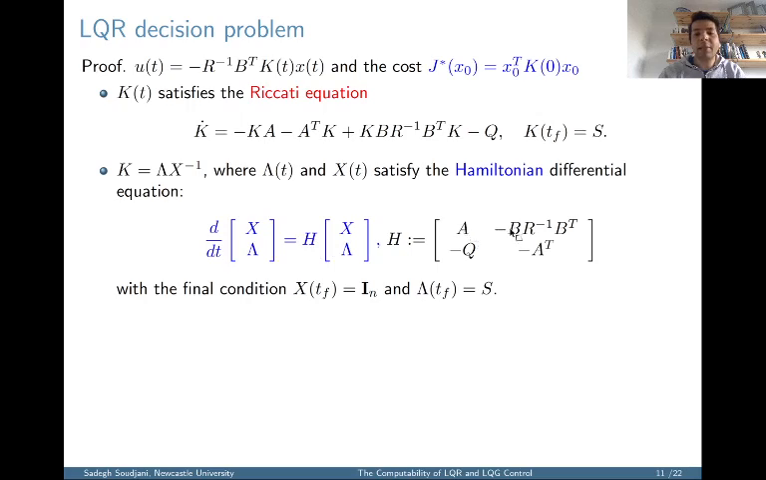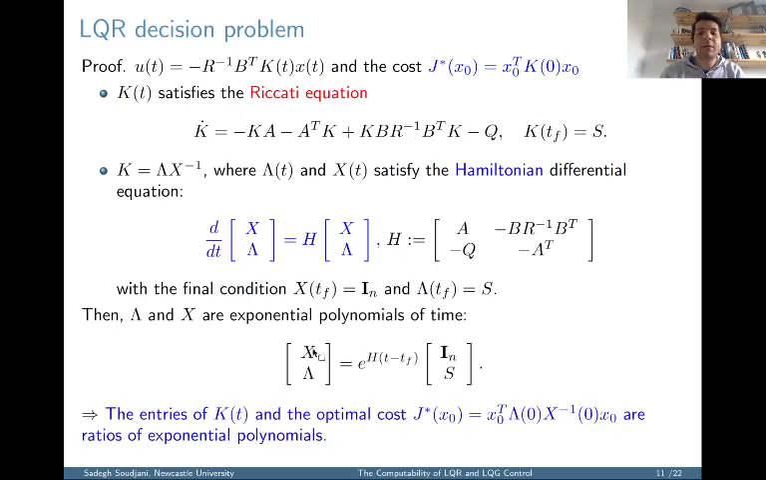If all the matrices A, B, R, and Q are rational, this H is also rational. That's why the solution of this differential equation is in the form of an exponential polynomial, and the entries of K(t) and the optimal cost function become ratios of exponential polynomials because we have lambda times the inverse of X. Lambda and X are exponential polynomials, K becomes the ratio of exponential polynomials, and deciding whether this ratio is greater than or equal to some threshold is decidable because we can just multiply both sides by the denominator. It becomes an inequality on exponential polynomials. Okay.